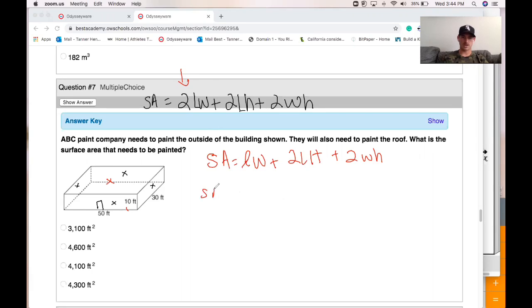So we got surface area would equal length times height, which is 50 times 30. So 50 times 30.